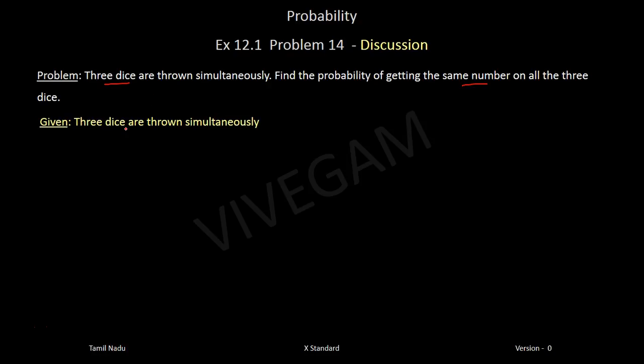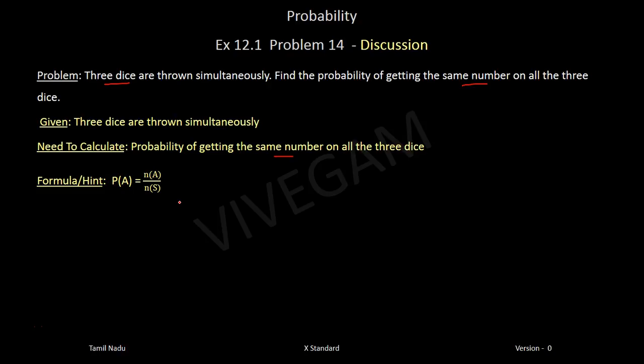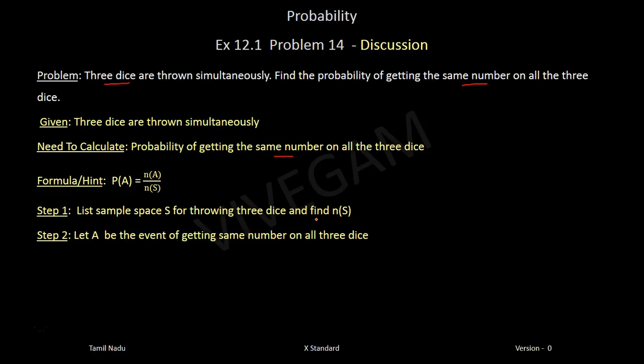What's given? 3 dice are thrown simultaneously. We are asked to find the probability of getting the same number on all the 3 dice. It can be 1, 1, 1, 2, 2, 2, 3, 3, 3, etc., up to 6, 6, 6. The probability of an event is n of A divided by n of S. List the sample space for throwing 3 dice and find n of S. Let A be the event of getting the same number on all the 3 dice.